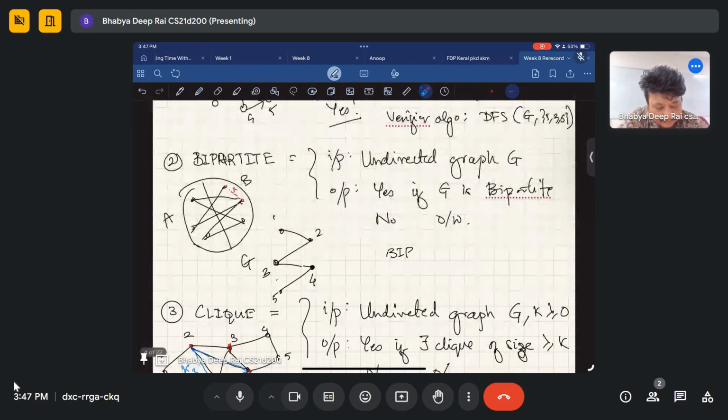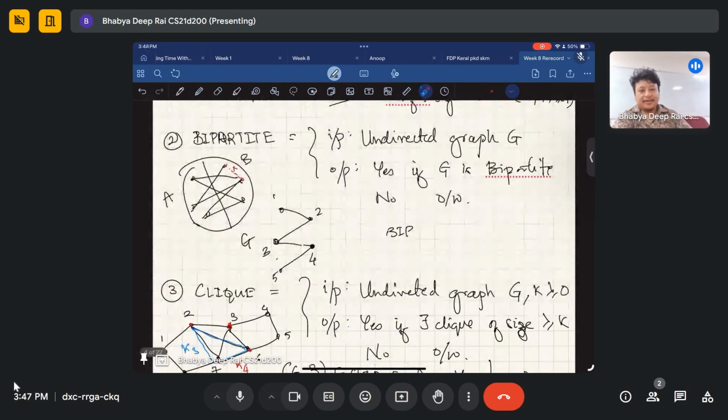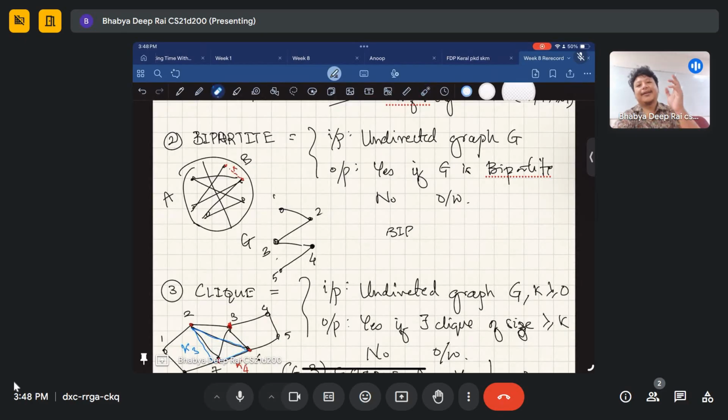Now, another question is bipartite. What is a bipartite graph? It is a graph where you can partition the vertex set into two parts, A and B, such that any edge between U and V will always have U belonging to A and V belonging to B, or vice versa. But it can never be that there is an edge between two vertices in the same partition. Getting it?